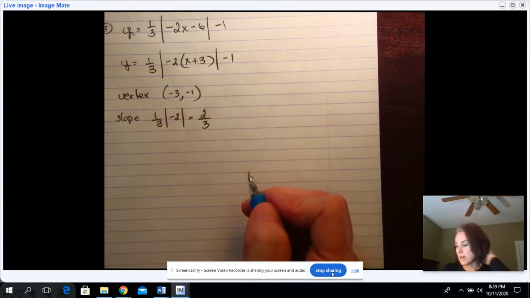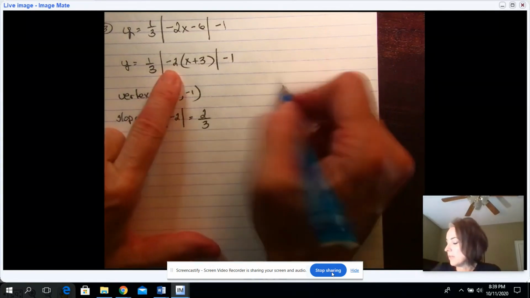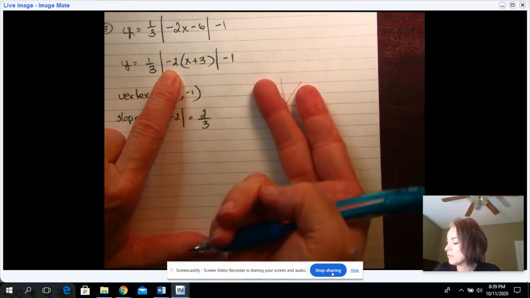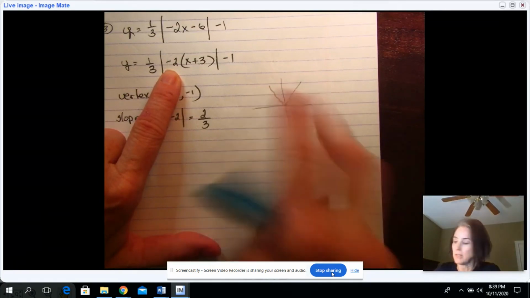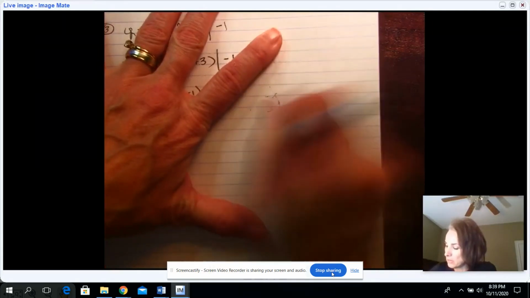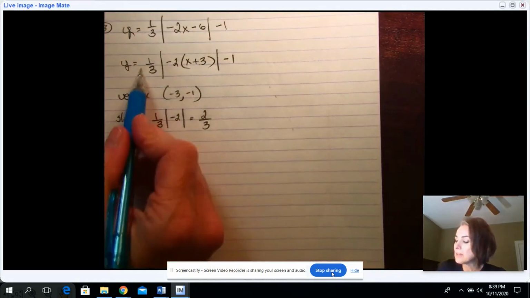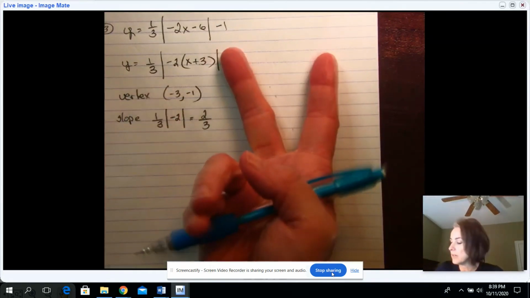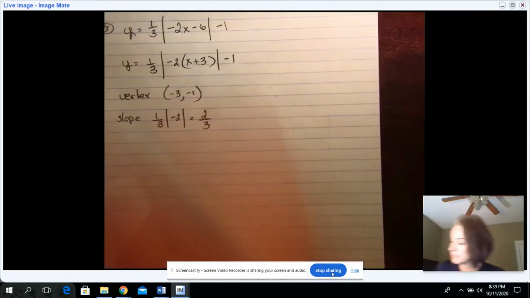And why doesn't that matter? Why does the negative on the inside not matter on this one? Because if I was to flip that around on the y-axis, it would look like the same exact graph. So the negative on an absolute value doesn't make a difference, but the negative on the outside does, because it would go from a v going up to a v going down.